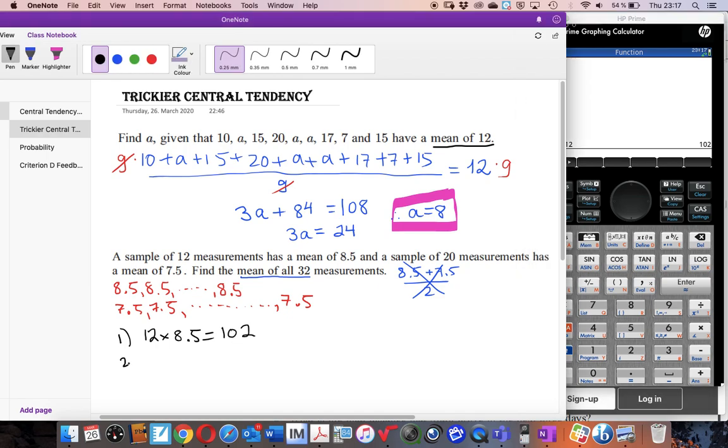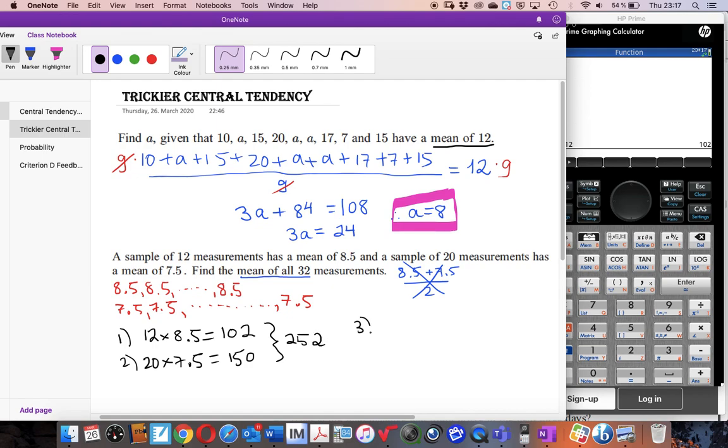And we're going to do exactly the same thing for the next one. So we have 20 7.5s on average. Okay, and 7.5 times 2 is 15, so 20 is going to be 150, okay? So this is our totals. So from there on, we know that we're going to have a total of 252.